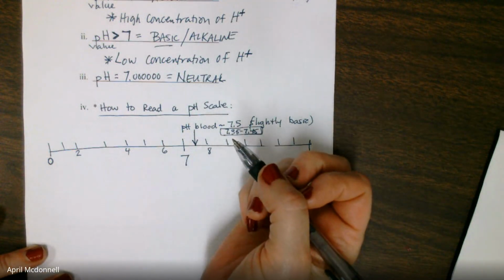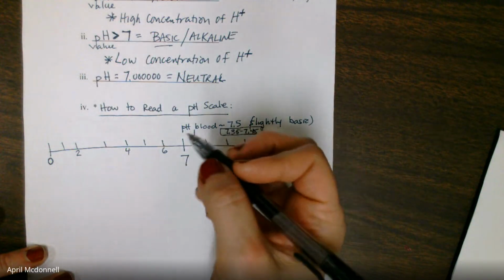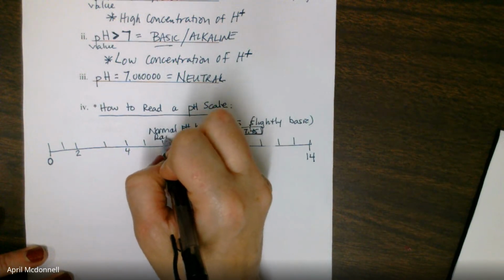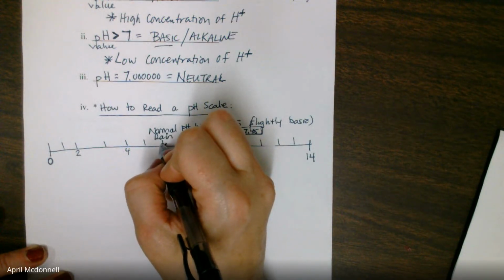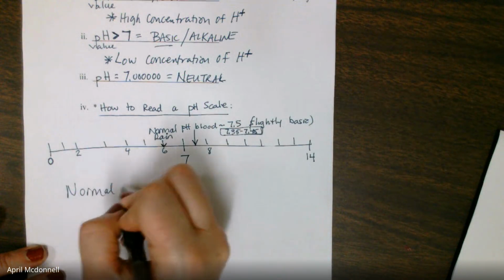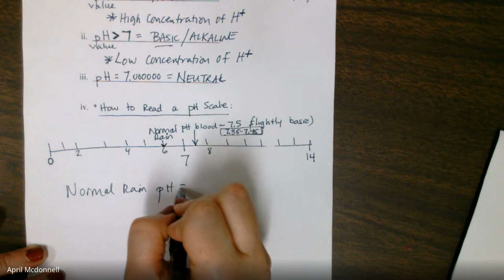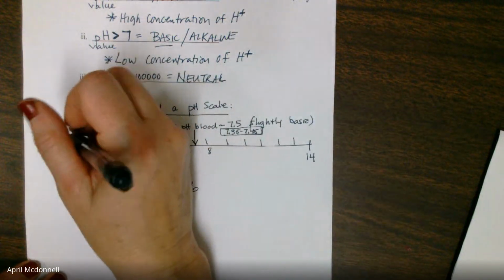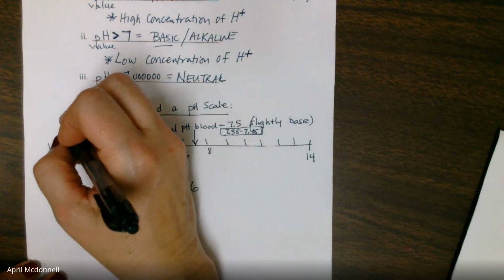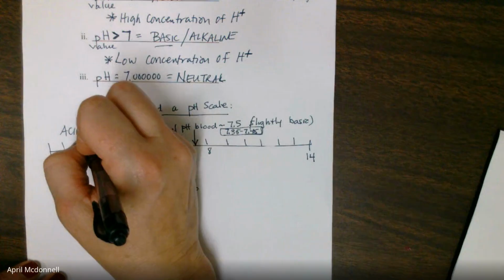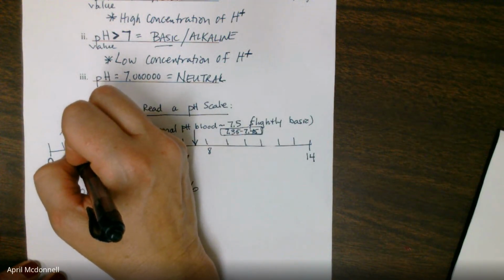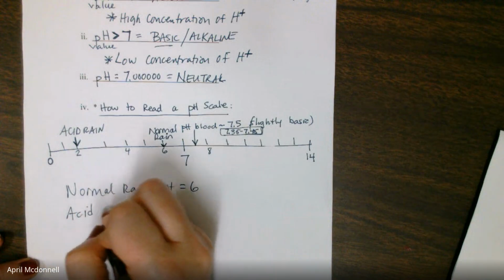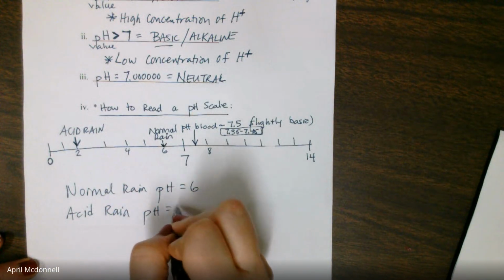Let's look at another example of how to read the pH scale. Let's say normal rain, we're just adding some information here. Normal rain is a pH value of 6. Normal rain, pH equal to 6. And then let's list the pH value of acid rain, which has been recorded right here in the United States. It looks like it's a pH value of 2. So acid rain, pH equals 2.